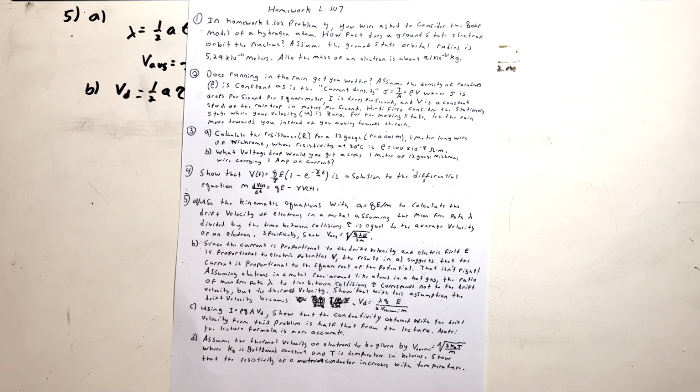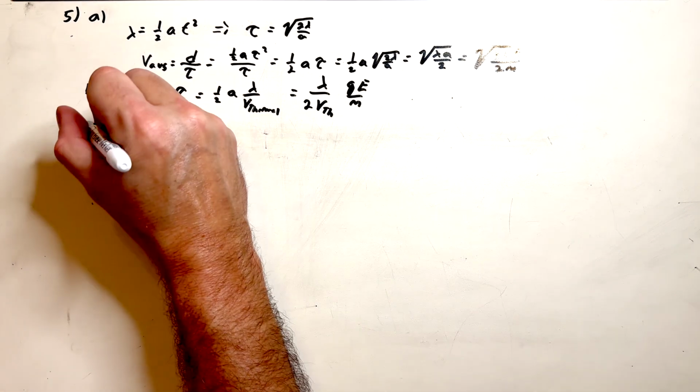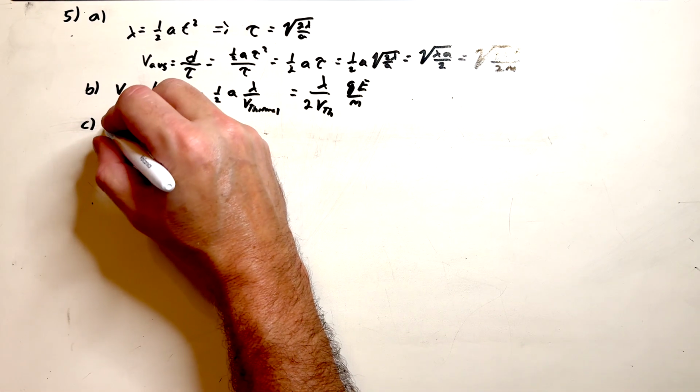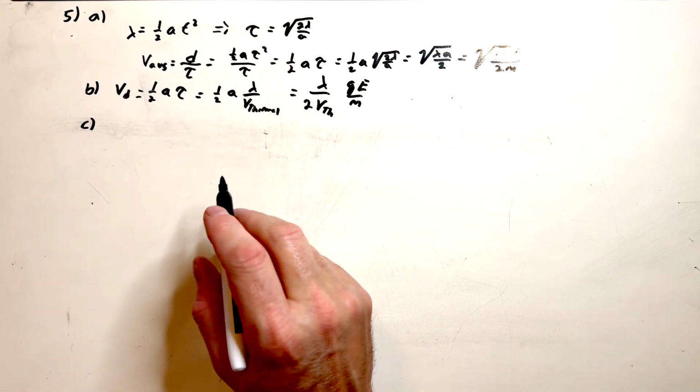Okay, part C, using the formula for the current, show that the conductivity obtained with the drift velocity from this problem is half that from the lecture. Note the lecture formula is more accurate, which is probably why I used it. So part C, let's see. From above, we've got the drift velocity.